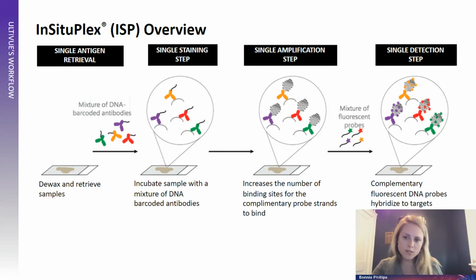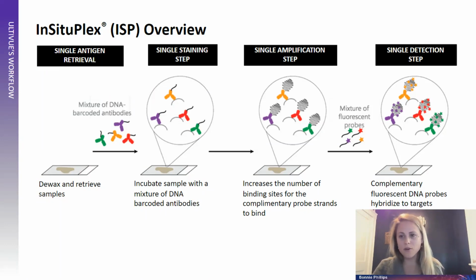And if we were to jump to, say, an 8-plex, it would essentially just be the dehybridization and removal of this first set of fluorescent probes and the addition of the next set of fluorescent probes, which generally takes all of 2 hours.